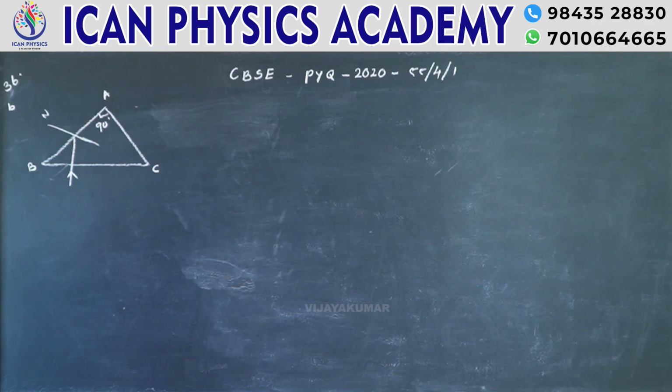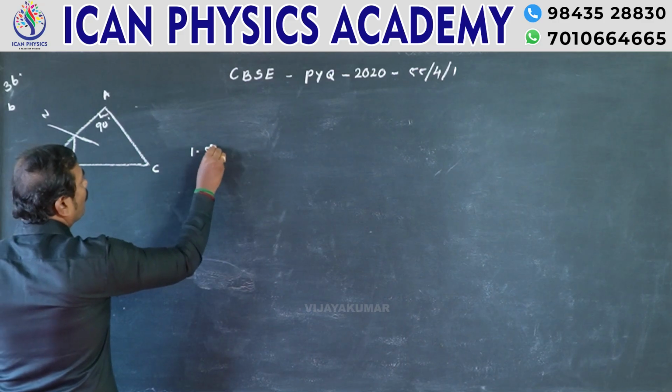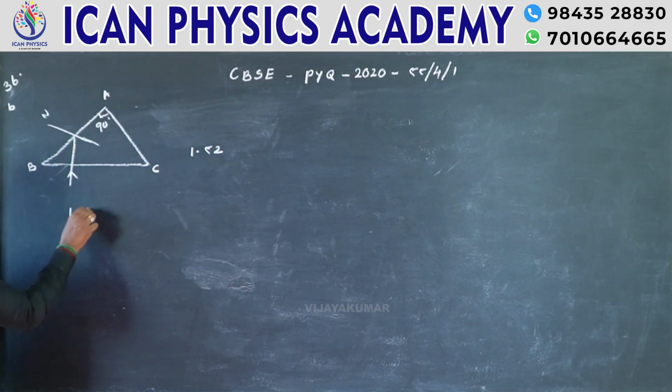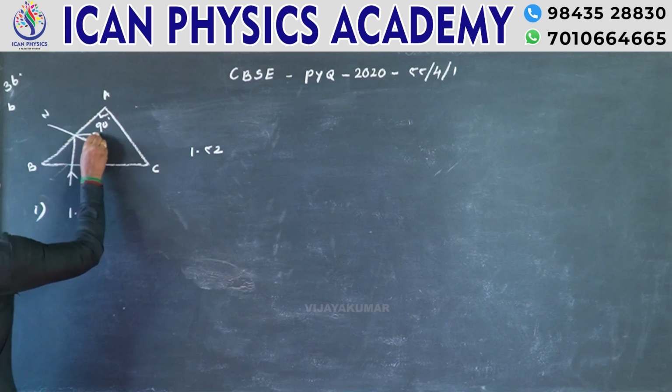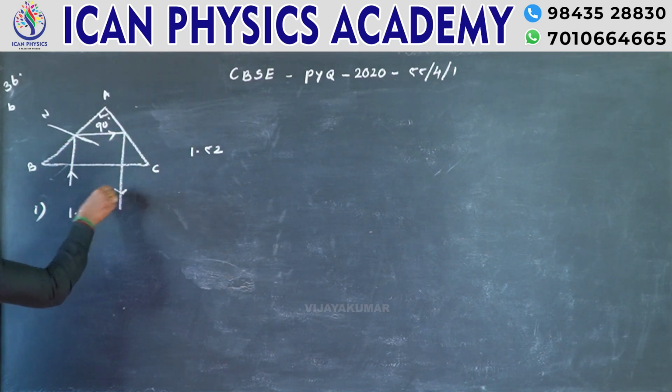So what is the question? So what is the path of the ray? What is the refractive index of the glass prism? 1.52. But in our question, what is the refractive index for the first question? 1.5, which is less than that. So what happens? The ray bends and then once again comes out.